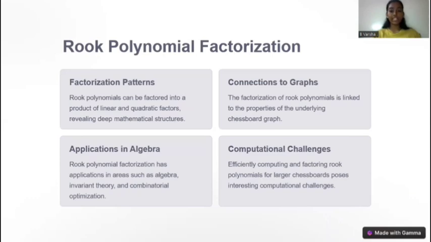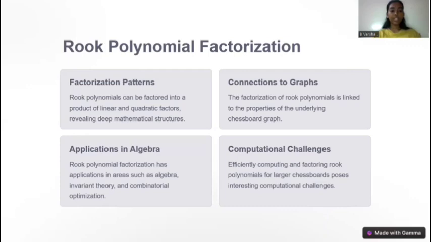Rook polynomial factorization. First is factorizing patterns. Rook polynomials can be factorized into a product of linear and quadratic factors, revealing deep mathematical structure. Second is connections to graphs. Factorization of a rook polynomial is linked to the properties of the underlying chessboard graph.